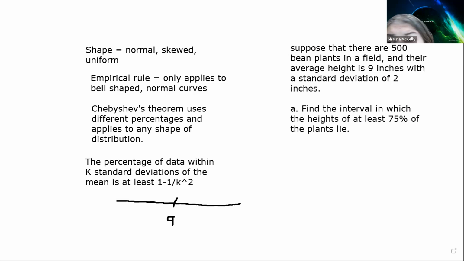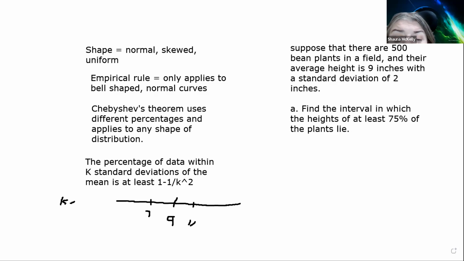Now, I know that with a standard deviation of 2 inches, if I add 2 inches to 9, that's 11. And if I subtract 2 inches from 9, I get 7 here, right? Now, this is within 1 standard deviation of the mean, because I went 1 above and 1 below. This would be a picture of K equals 1.